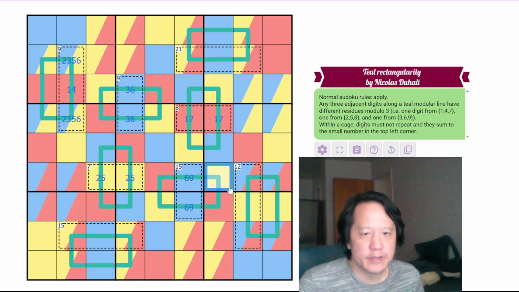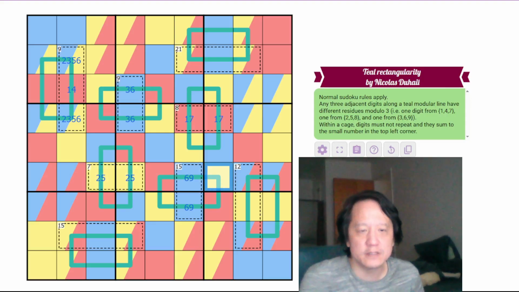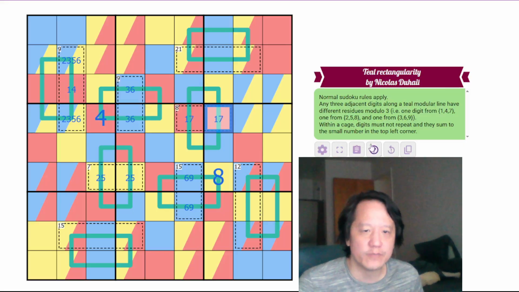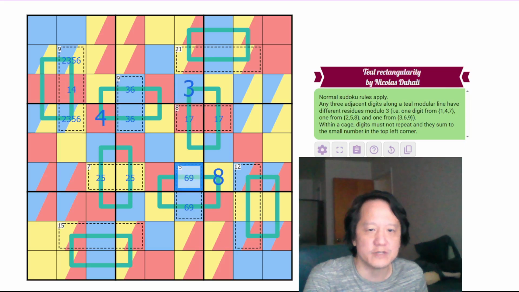6, 9 as a pair there. This can't be 2 or 5 because of the 2, 5 pair in the row, so this is 8. This has to be 4 because of the 1, 7 pair in the row. This has to be 3 because of the 6, 9 pair in the column. That makes this 6, which makes that 3 there.